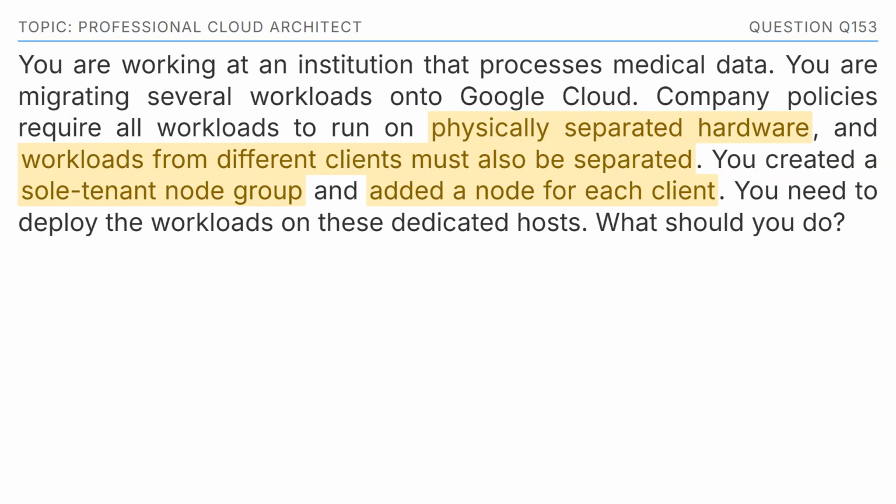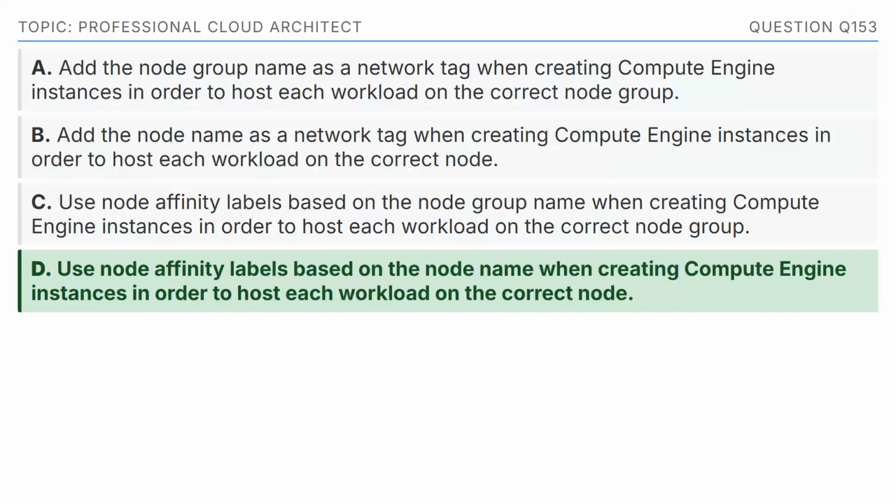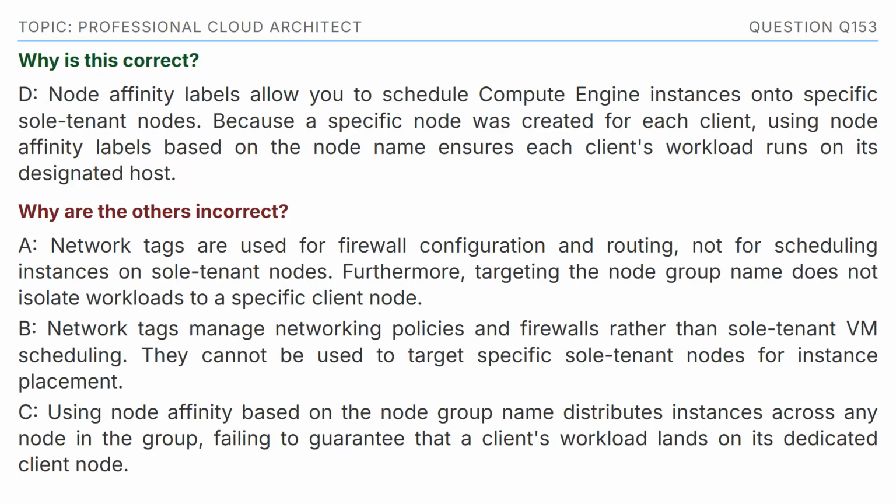To arrive at the correct answer, we focus on the keywords physically separated hardware. Workloads from different clients must also be separated. Sole tenant node group, added a node for each client. The correct answer is option D. Use node affinity labels based on the node name when creating Compute Engine instances in order to host each workload on the correct node. Why is this correct?